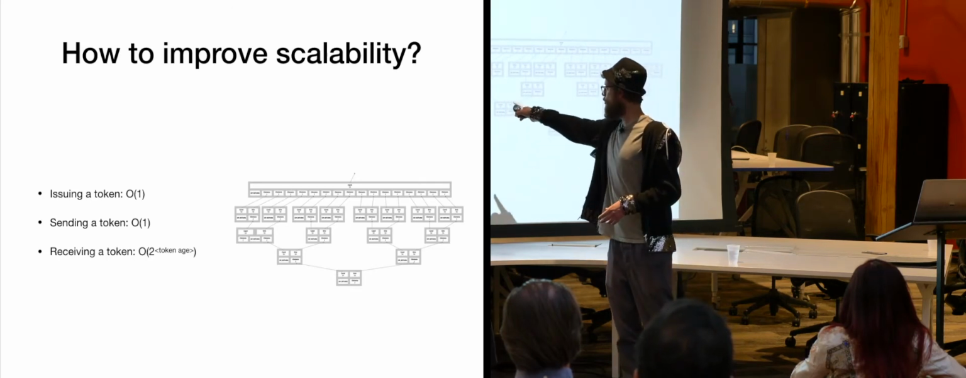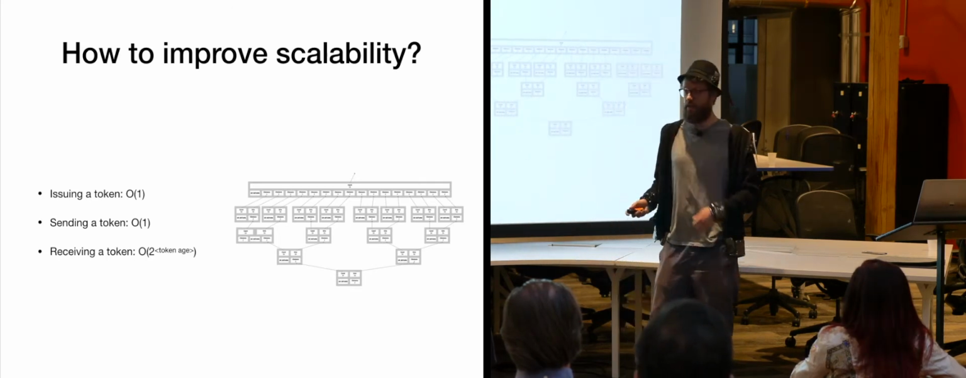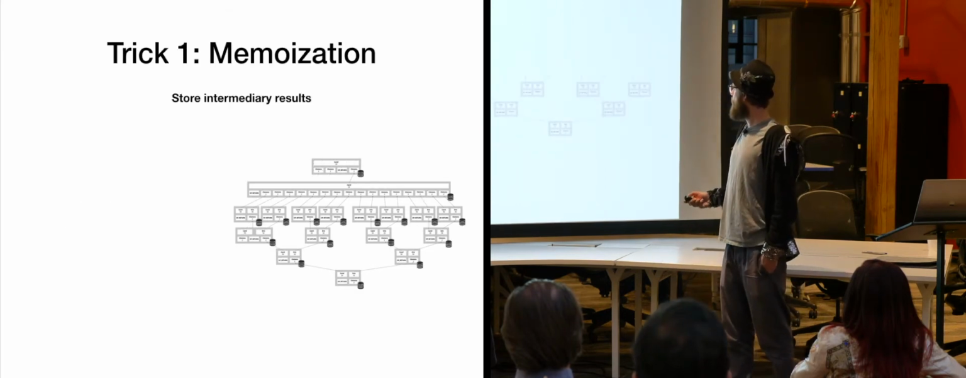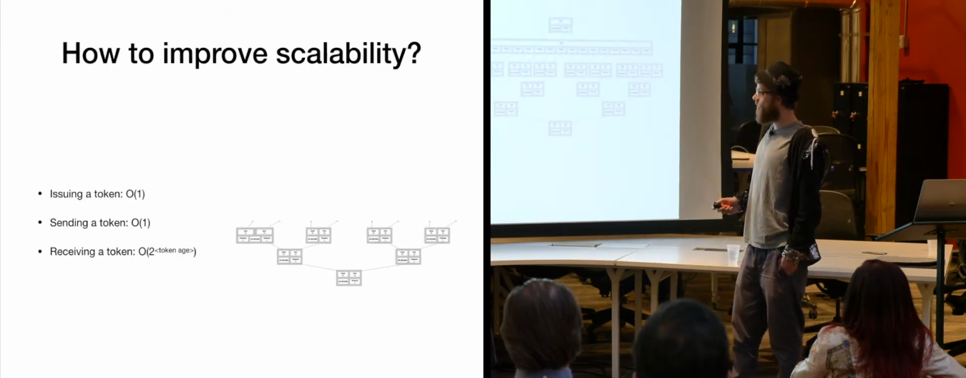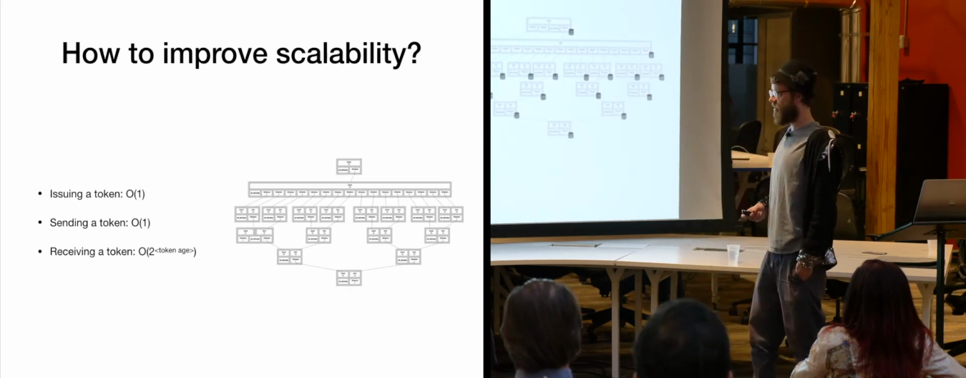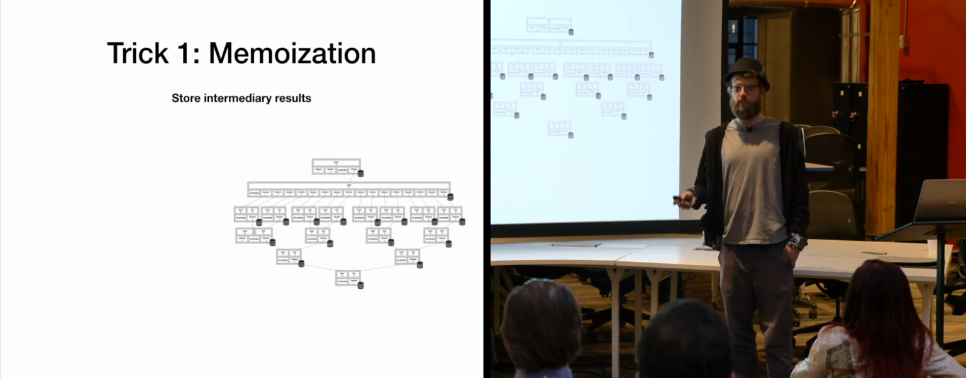Receiving a token, we have this horrible runtime, exponential in the token age. And so I talked about why this is really, really horrible. Okay, but then the first idea here is, you could call it just like, don't be an idiot, or, more technically, use memoization. And it just means store stuff that you've looked at.